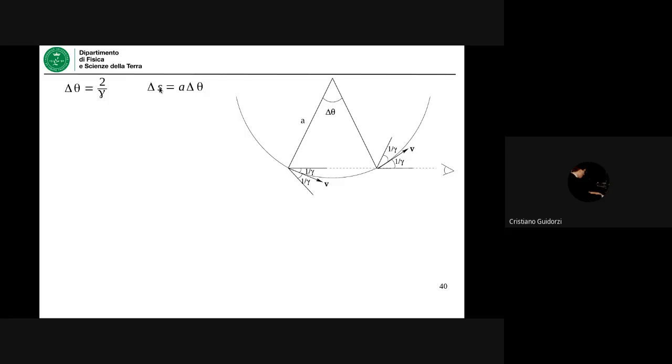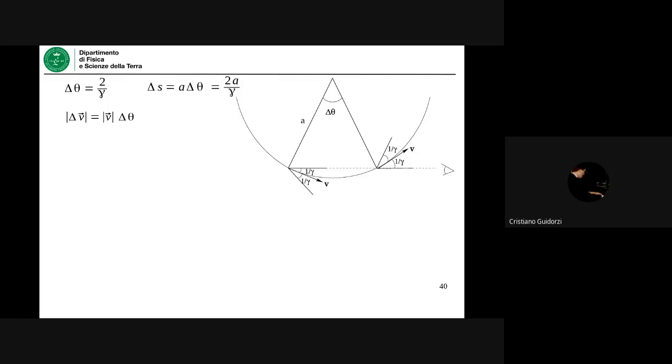So, if delta S is the length of this arc here, of course this is nothing but the subtending angle times A, where it's implicit that delta theta is meant to be in radian units. Otherwise this wouldn't hold. So this is 2A over gamma.